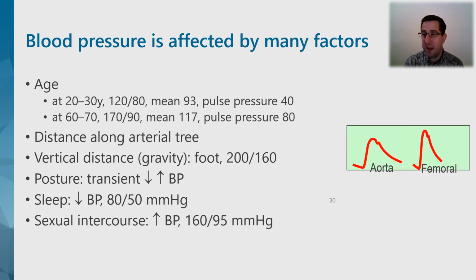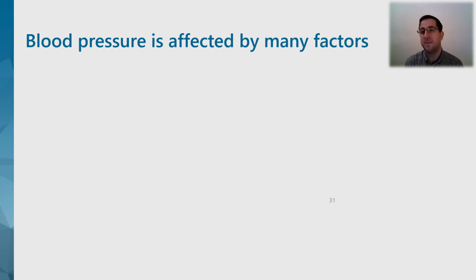So the diagram there of the aorta and femoral pulse waveforms is about the distance along the arterial tree, and it refers to the information that was in Levick's textbook that we looked at a couple of slides ago. So physical activity again increases blood pressure.